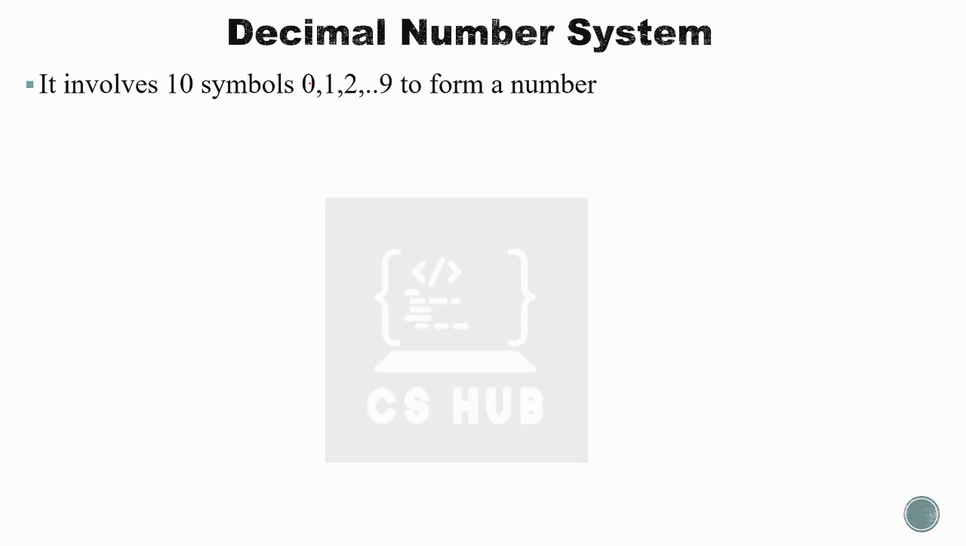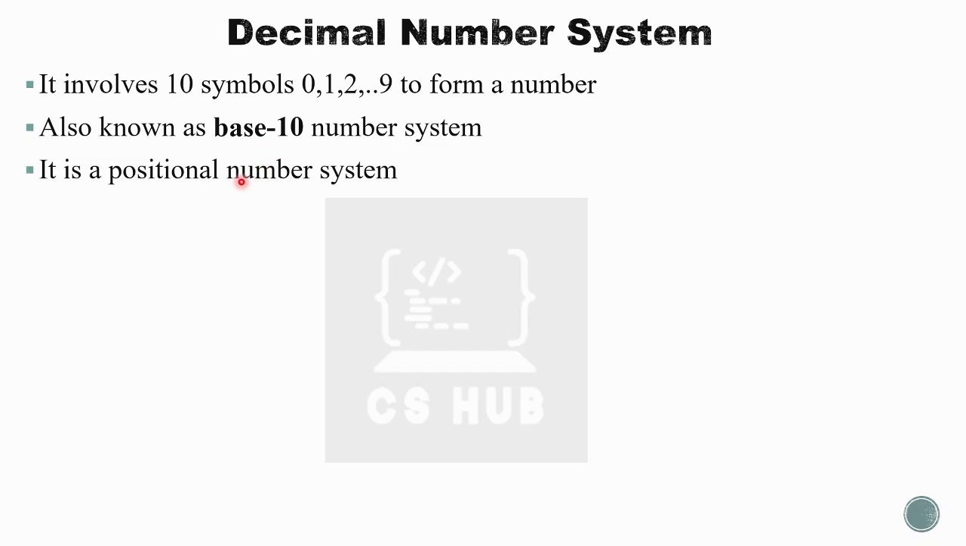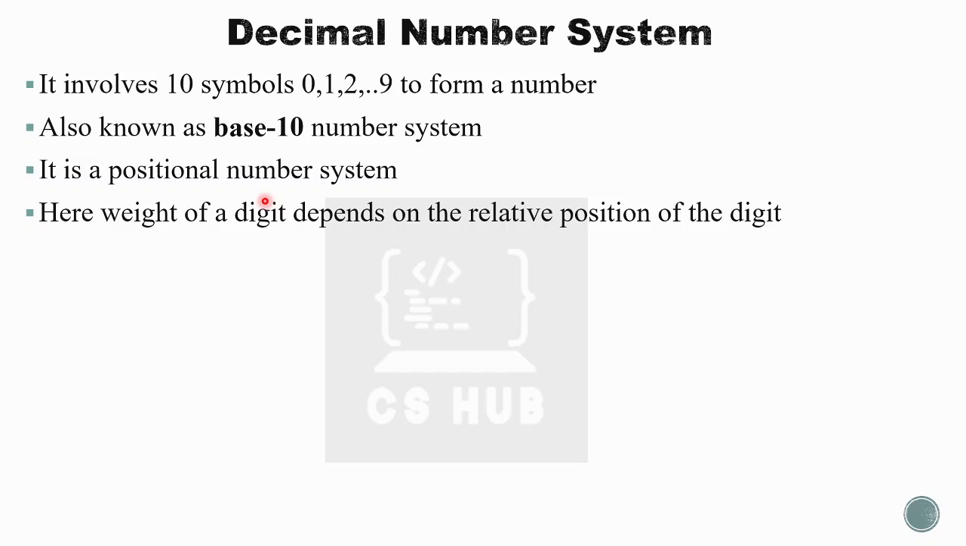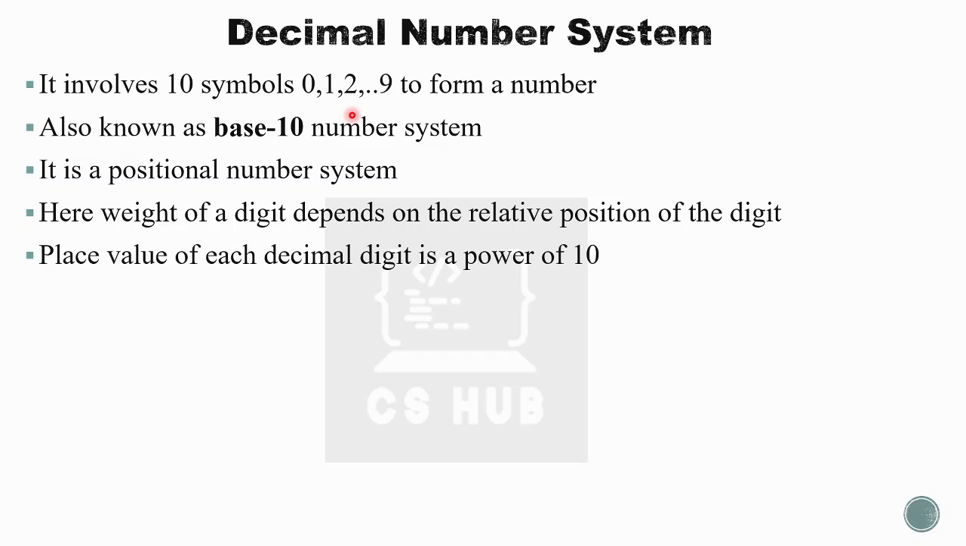It involves 10 symbols, 0, 1, 2 up to 9, to form a number. Of course, it is known as the base 10 number system because it has a base of 10. It is also a positional number system, so the weight of each digit depends on the relative position of the digit. That applies here also.